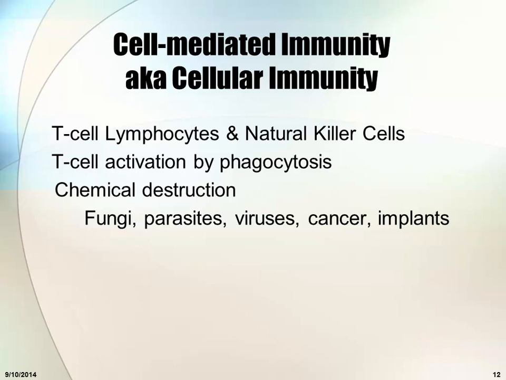So T cells are activated by phagocytosis. We talked about that inflammatory response coming in and the neutrophils and the macrophages coming in, and the phagocytosis now triggers this to happen. So the T cells are now, hey, come on in here, let's take care of this. And so they actually do chemical destruction of any foreign invaders. They're pretty specific to fungi, parasites, viruses, cancers, and implants. We don't want them to go after the implants, but they can.